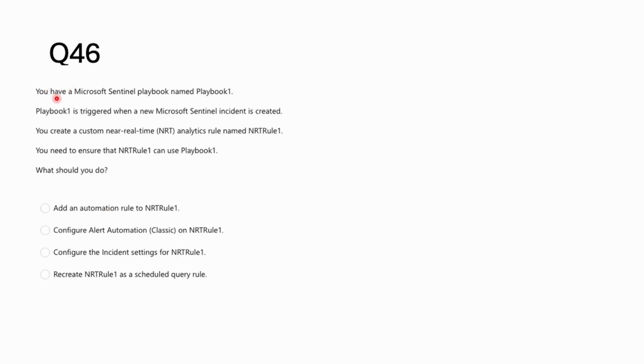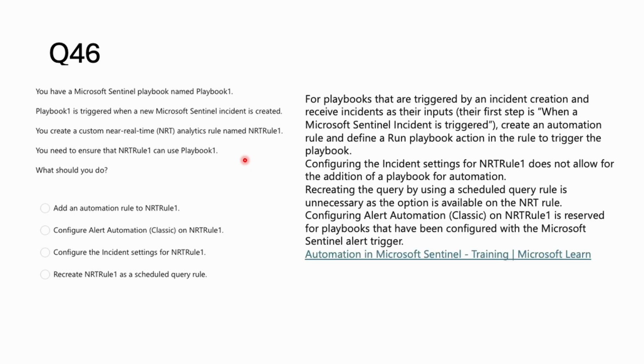Now the next one is, you have a Microsoft Sentinel playbook named Playbook1. Playbook1 is triggered when a new Microsoft Sentinel incident is created. Now you create a custom near-real-time analytics rule named NRT Rule1. You need to ensure that NRT Rule1 can use the playbook. Again, it's very simple. We just need to add this automation playbook, for playbooks that are triggered by an incident creation and receive the incident as their inputs.